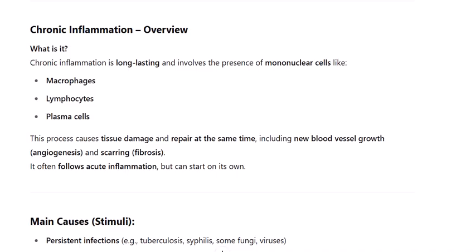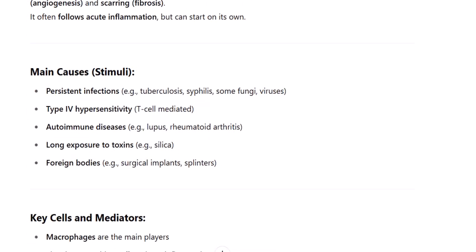Main causes and stimuli: persistent infections, e.g. tuberculosis, syphilis, some fungi, viruses; type 4 hypersensitivity, T-cell mediated; autoimmune diseases, e.g. lupus, rheumatoid arthritis; long exposure to toxins, e.g. silica; foreign bodies, e.g. surgical implants, splinters.